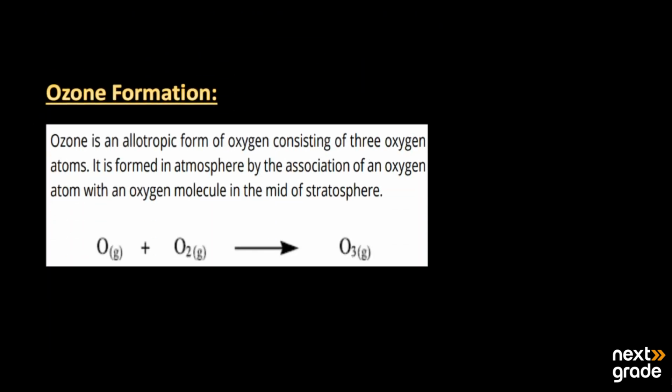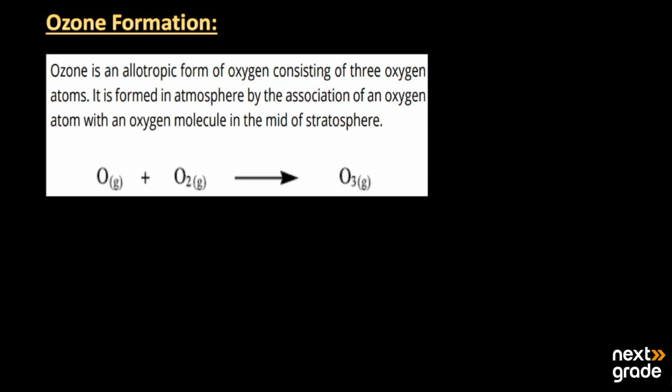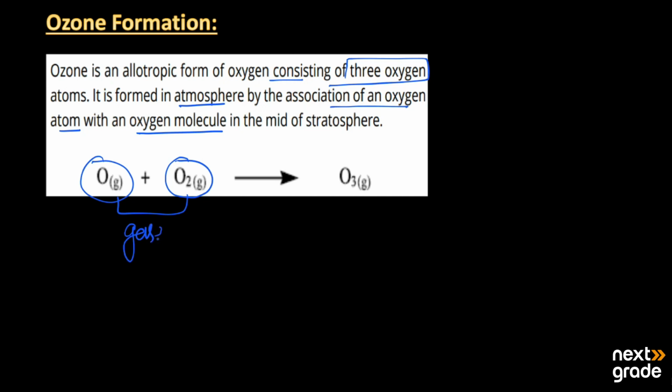Then we have the formation of ozone. How does ozone form? Ozone is basically an allotropic form of oxygen. It consists of three oxygen atoms and it is formed in the atmosphere by the association of an oxygen atom. Here we have an oxygen atom. It reacts with the oxygen molecule, which is O2. Both are in the gaseous state and they are present in the middle of the stratosphere.